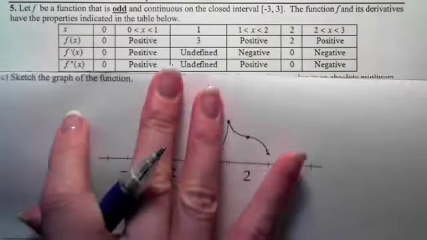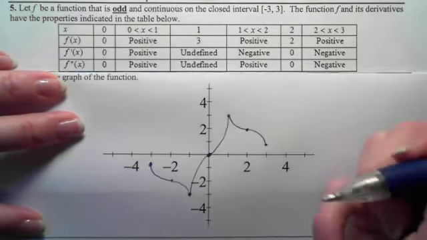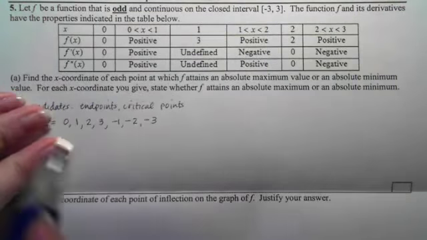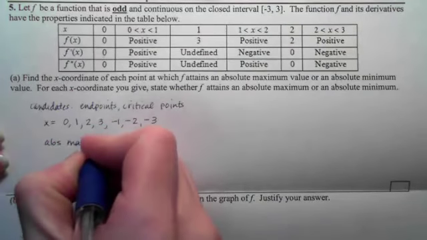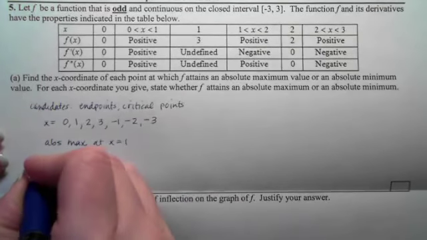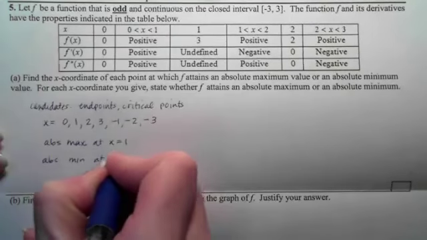Now, looking at the picture, we can see that our highest value occurs at 1 and our lowest value occurs at -1. So we can say the absolute max occurs at x equals +1, and the absolute min occurs at x equals -1.